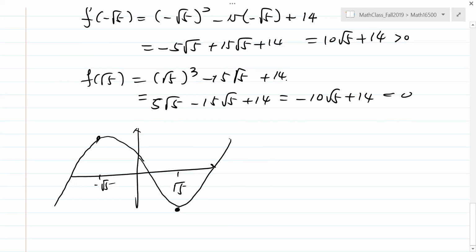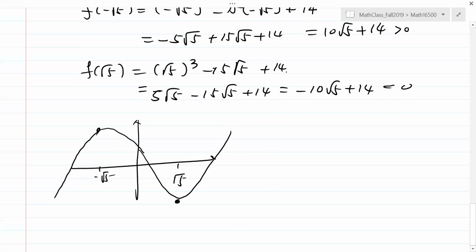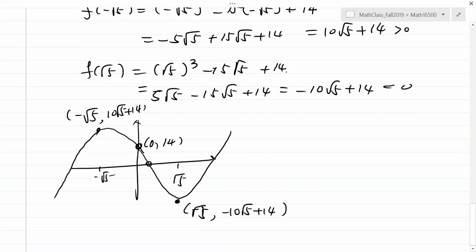Okay, now, there are two important points you have to mark if possible. This point and that point, right? This is a positive square root of 5, and here negative 10 square root of 5 plus 14. This is a negative square root of 5, and 10 square root of 5 plus 14. And how do you get the y-intercept? Well, for the y-intercept just let x be 0. So that's 14.